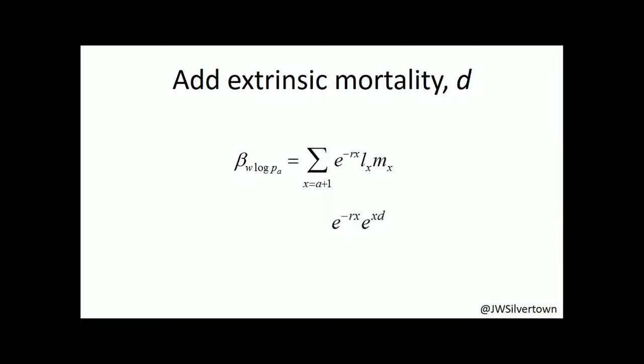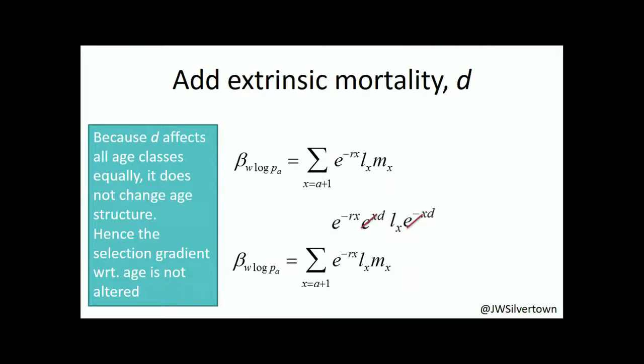X is the age. And then you have to do the same thing also for lx. So lx is the per year survival rate. Again, it's age specific. And what you find is that actually those two terms cancel out. So when you add extrinsic mortality to Hamilton's formula, you end up with the same formulation. Extrinsic mortality makes no difference to the selection on mortality.